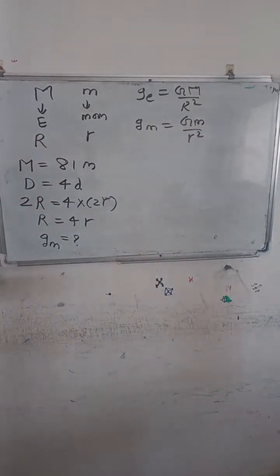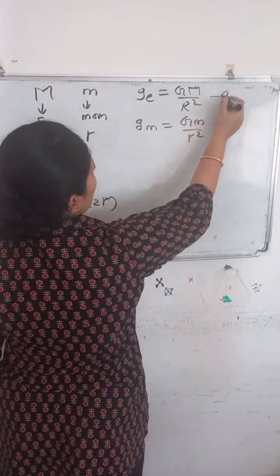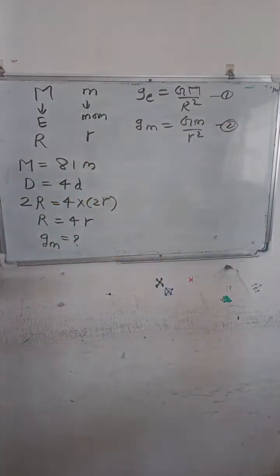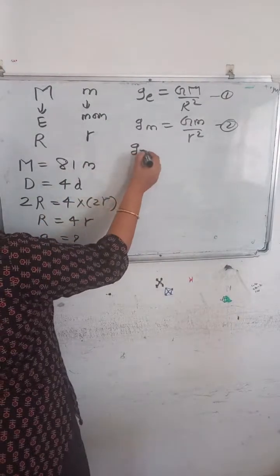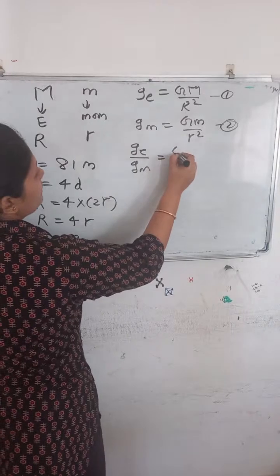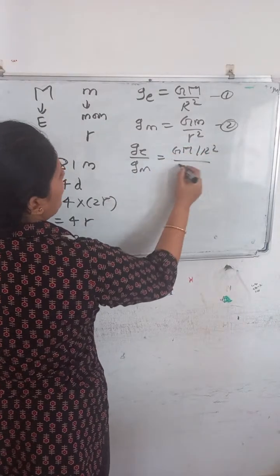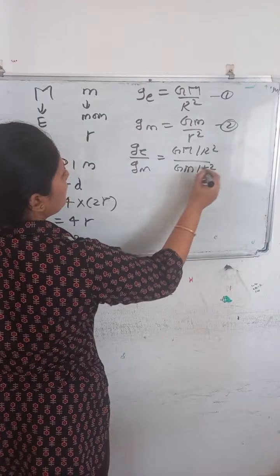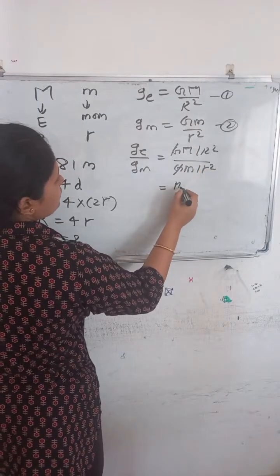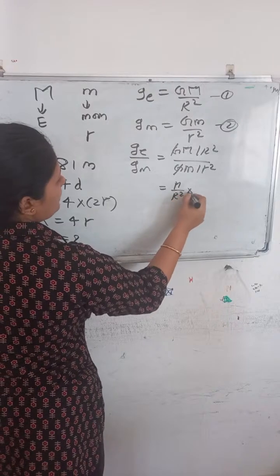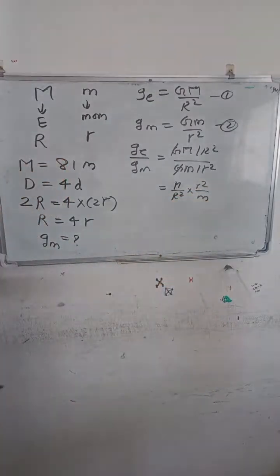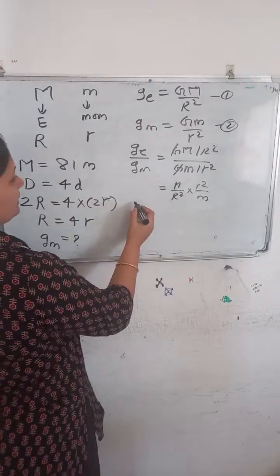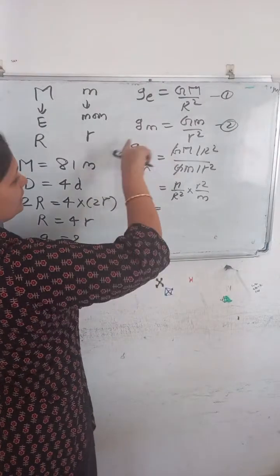Now divide these equations. If you take this as 1 and this as 2, and divide both the equations, you will get some relation. g_e upon g_m is equal to GM upon R square, and here G small m upon small r square. G and G get cancelled. So here M upon R square into r square by m. After reciprocal we are getting the answer like this. We are interested in g_m, so you can just rearrange the terms.